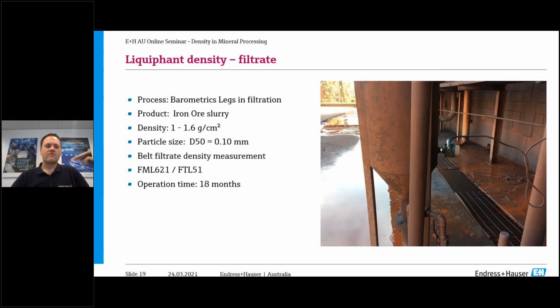I'll give you another example now. This is around the filtrate of a belt filter. So the particle size here is also very small, 0.1 mil, and the operation time of this device was also 18 months plus. And you can see the density there. It was another iron ore application.